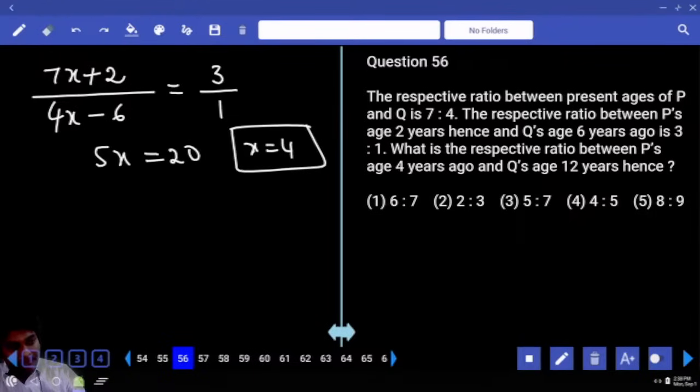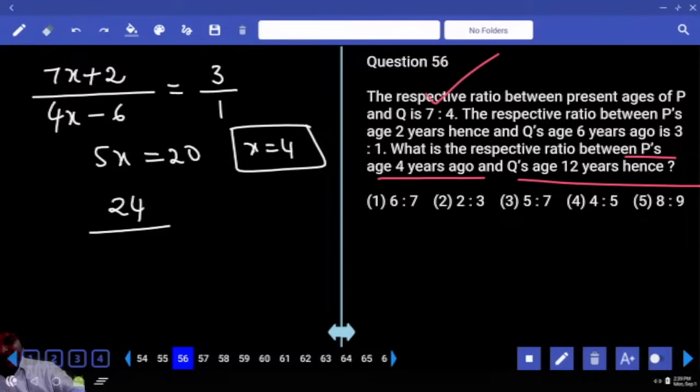Ratio between P's age 4 years ago and Q's age 12 years hence. Present age is 7 fours, 28. 4 years back, 24. Q's age 12 years hence: present age of Q is 4x, 4 into 4 is 16. After 12 years, 28. So 24 and 28, which is 6 to 7. Followed?